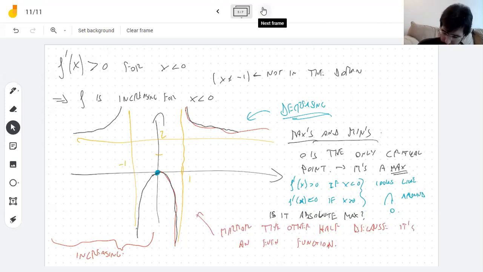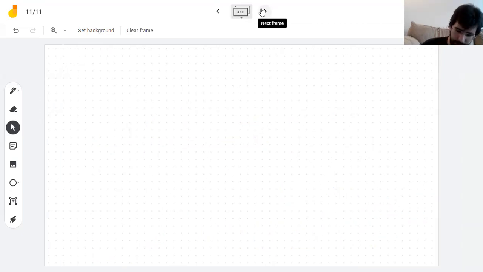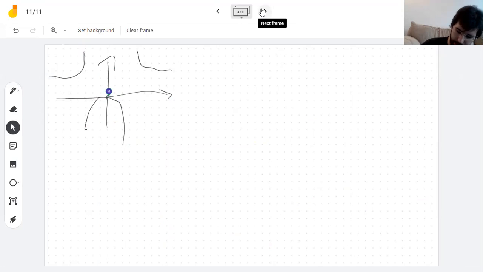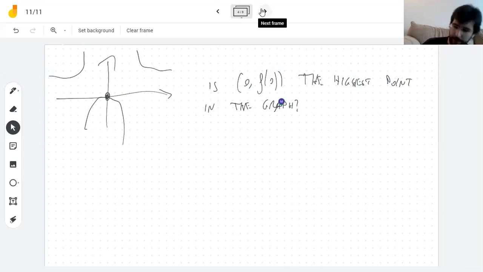Oh, perfect. Okay. More slide, I guess. So I'm pretty sure this is what a function looks like at this point. Is this the highest point? This is the highest point. So we know it's a relative maximum, which means it's the highest point among somewhere close to it. So among these, it's definitely the highest point. The question is, is there a higher point elsewhere in the graph?